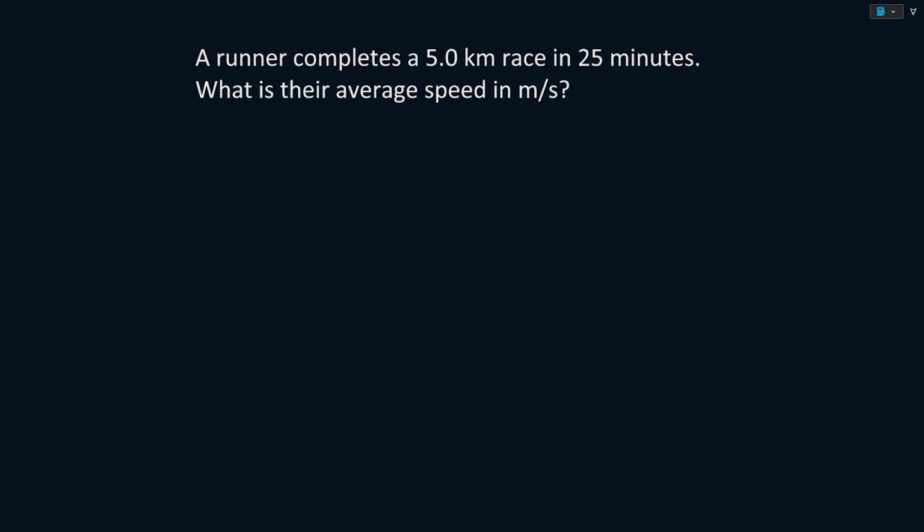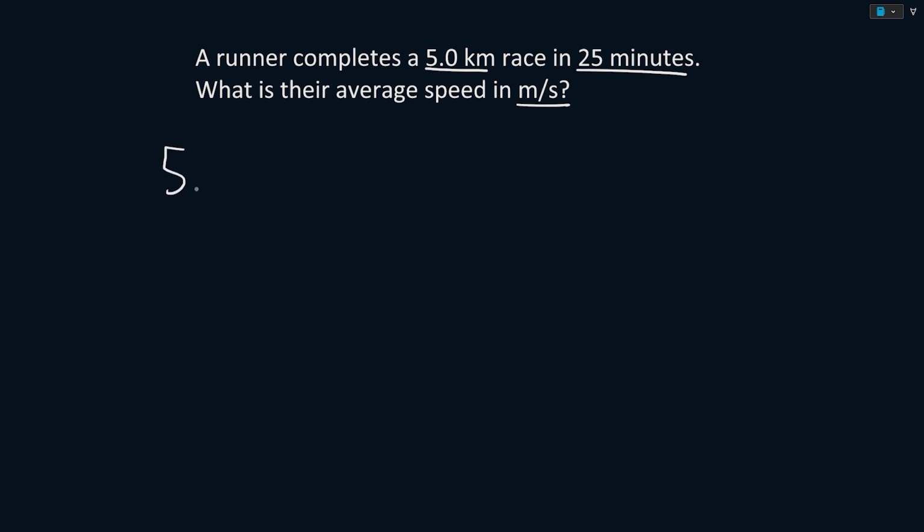A runner completes a 5-kilometer race in 25 minutes. What is their average speed in meters per second? In order to solve this problem, we need to first convert both of our given units to the units that we want. Then divide the units, distance divided by time, in order to get our speed.